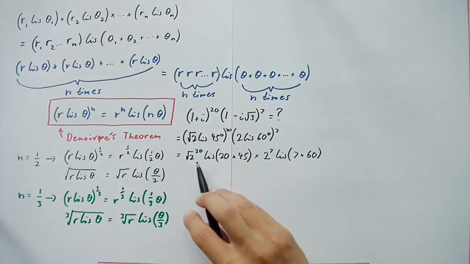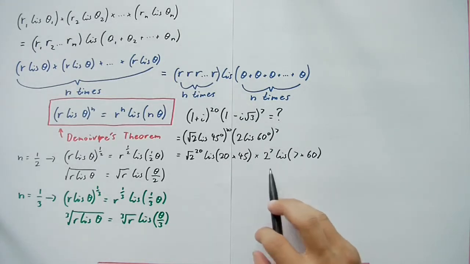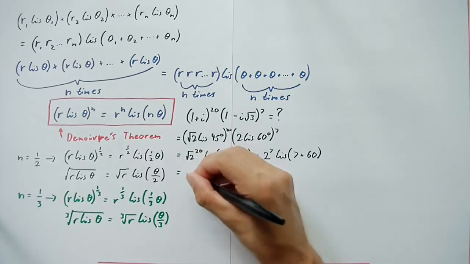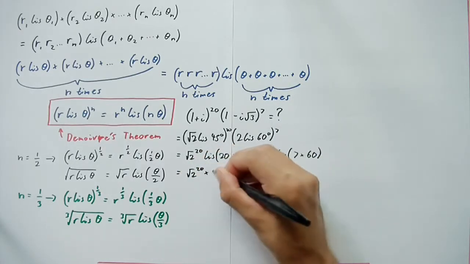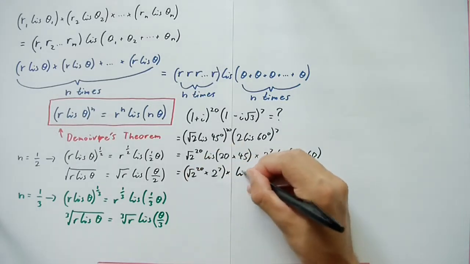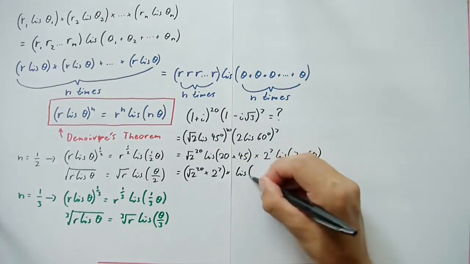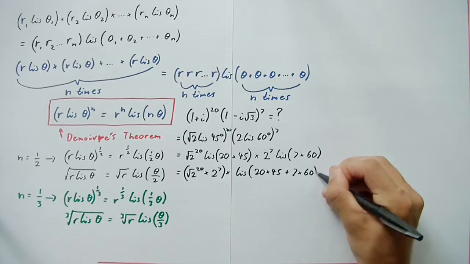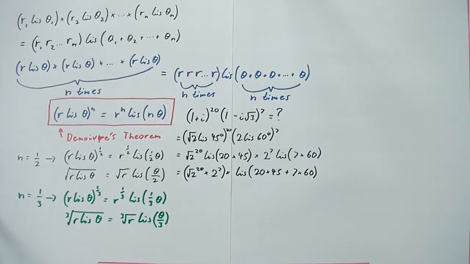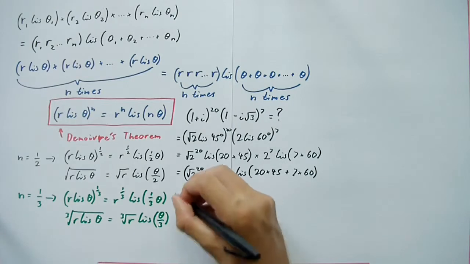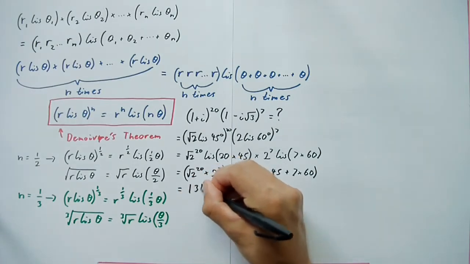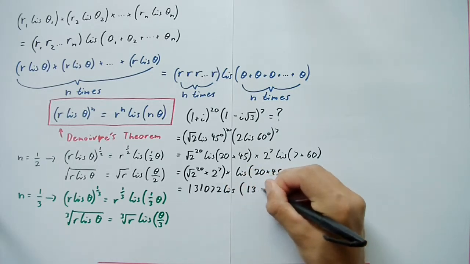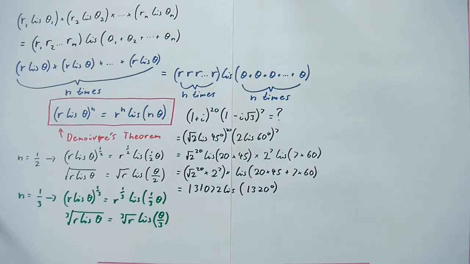And now here we simply have the product of two complex numbers in polar form. So we can use this rule from last time to simplify that, which will give us the product of the two moduluses, root 2 to the power of 20 times 2 to the power of 7, times cis of the sum of the arguments, which is 20 times 45 plus 7 times 60. Now the square root of 2 to the power of 20 times 2 to the power of 7 is equal to 131,072. And 20 times 45 plus 7 times 60 is equal to 1,320.